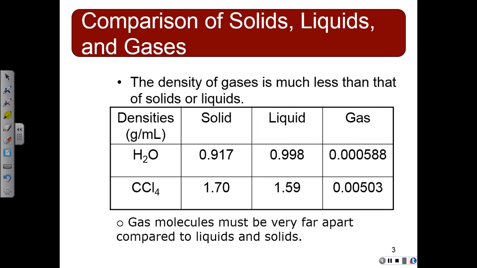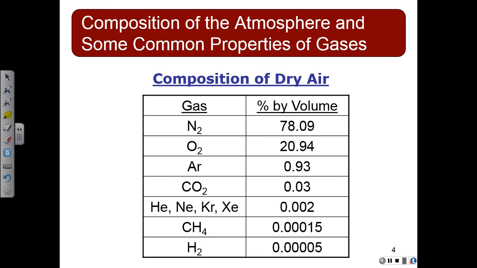Because the ice is actually less dense than the liquid. But if you look at this, the density of water vapor is much, much, much less than that of a liquid and a solid. And this is carbon tetrachloride, same idea. So the gas molecules are very far apart, therefore making the gas less dense. And this is just something you need to know.